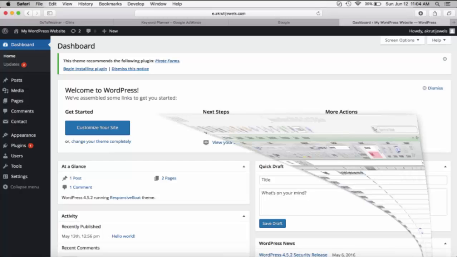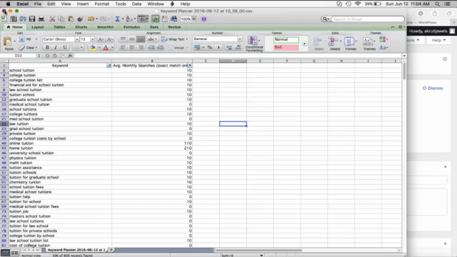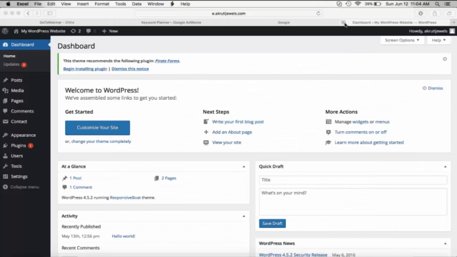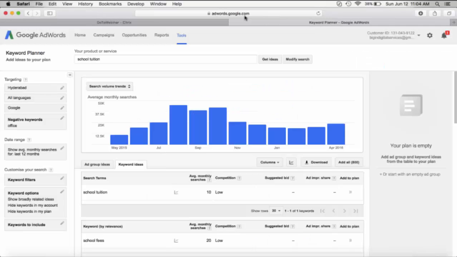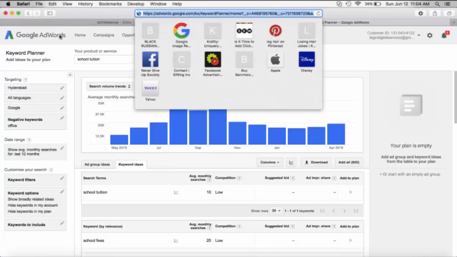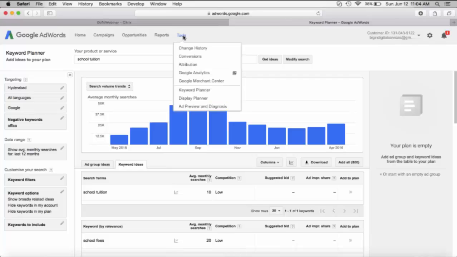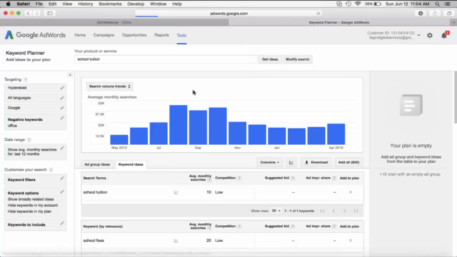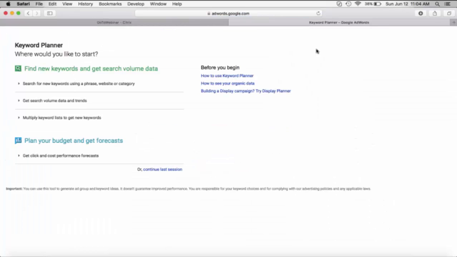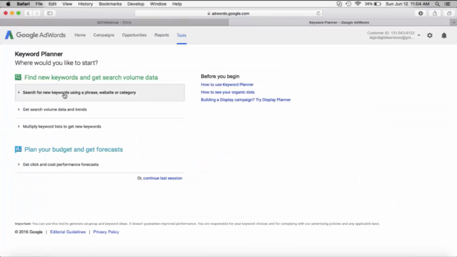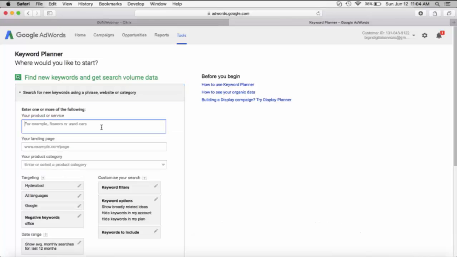All right, so I have downloaded my keywords. Let me walk you through this process once again. Please pay attention to these details. First you'll log into Google AdWords. Once you log in, you'll go to tools, then keyword planner. This is how the screen would look. Now you'll hit on search for new keywords using a phrase, website or category.